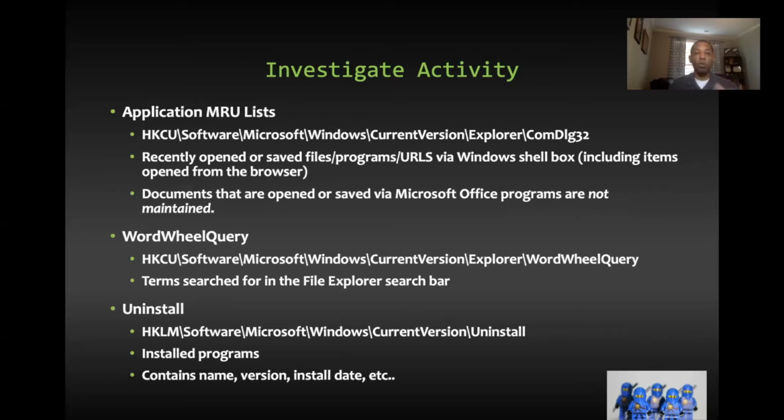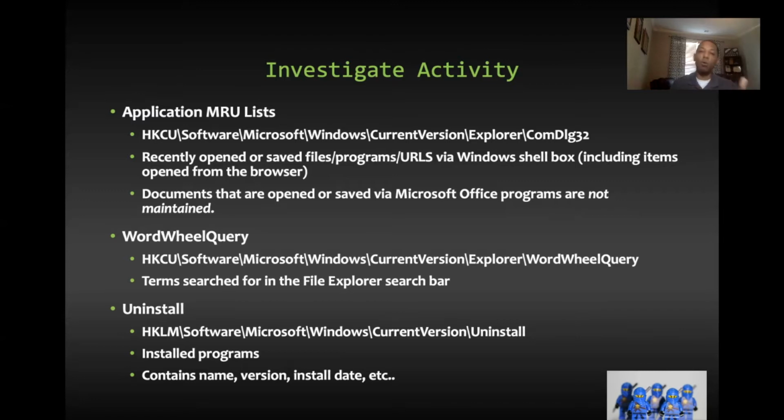We have Word World Query. This is also going to be able to show us from that File Explorer search bar. So we're able to tackle this from two parts, right? Because we talked about the recent docs one a minute ago. Now we have Word World Query, and then we have artifacts in both locations.